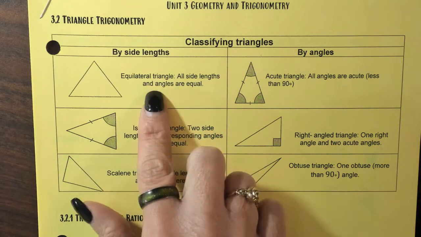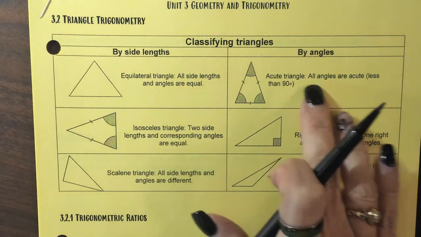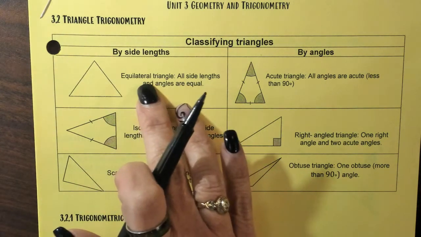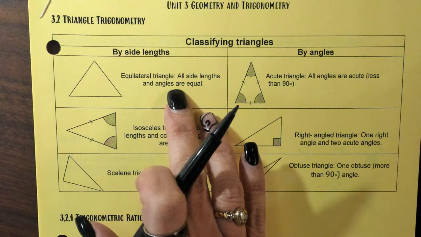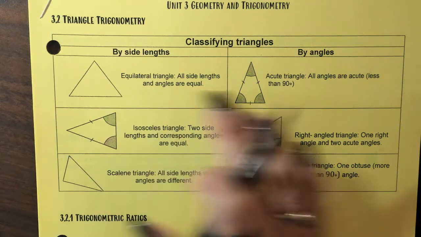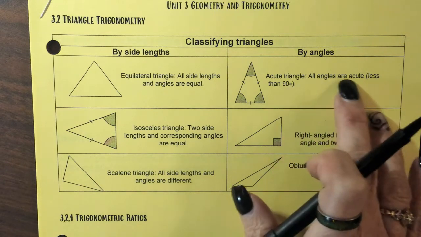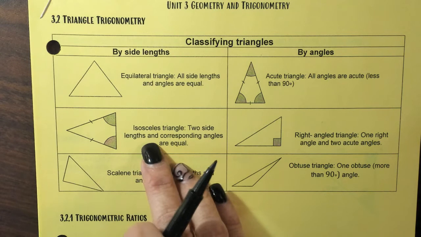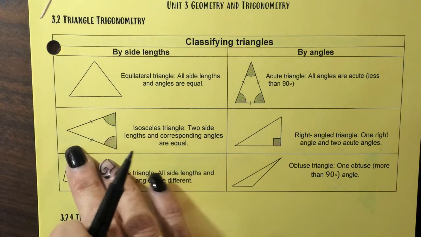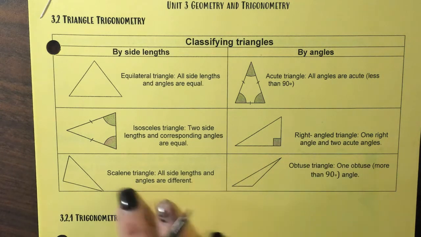Equilateral triangles: all sides and angles are the same. And you remember how to mark them. Equilateral triangle, all side lengths and angles are equal, and over here is how you mark it. Acute triangle, all angles are acute, less than 90 degrees. Isosceles triangles, two sides and lengths, corresponding angles are equal. Remember that. Right triangle, one right angle, two acute.